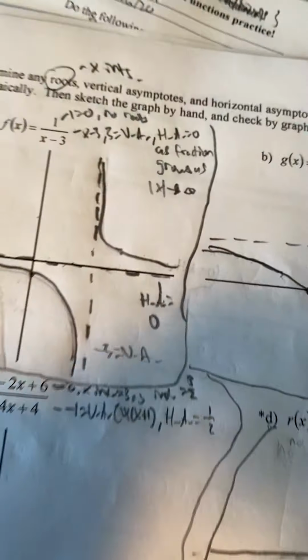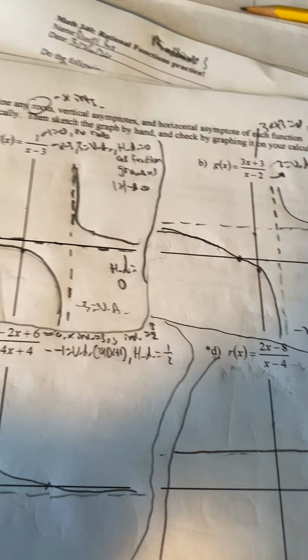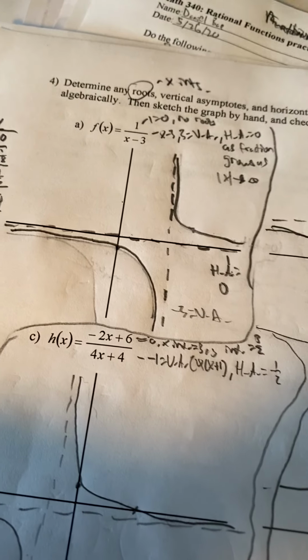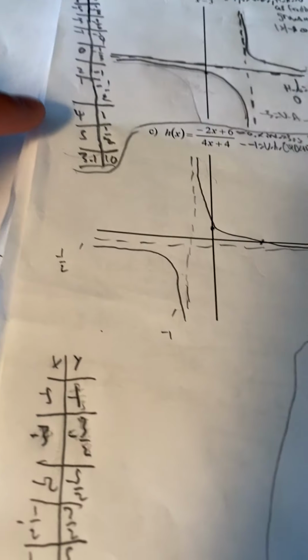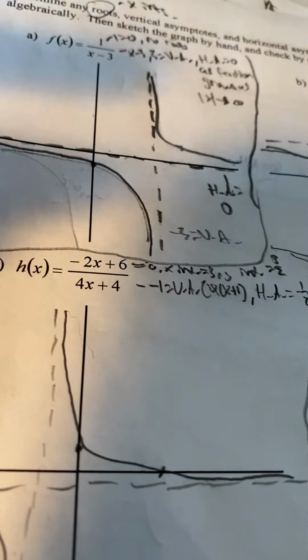All right. Now we're going on to the graphs. Determine any roots, vertical asymptotes, and horizontal asymptotes of each function algebraically, then sketch the graph by hand and check it on your calculator. Just to preface this, to form the graphs, I wrote a bunch of terms, plugging in x and y values for all of these to find them. It's not perfectly accurate, but it looked correct on my calculator, roughly.